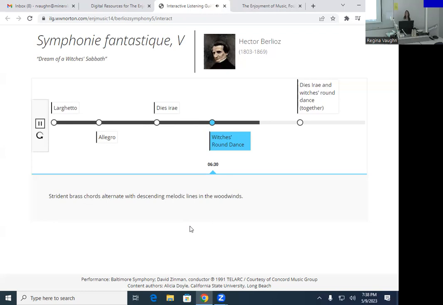It's a long way from Joseph Haydn and his polite little symphonies. It's even a long way from Mozart. So the Dies Irae comes back again and sets us up for when we're going to put those two ideas together, the Witches' Dance and the Dies Irae together.